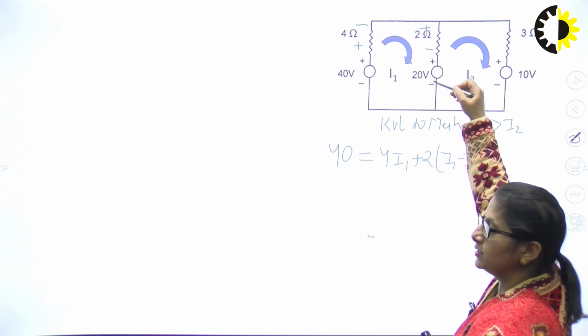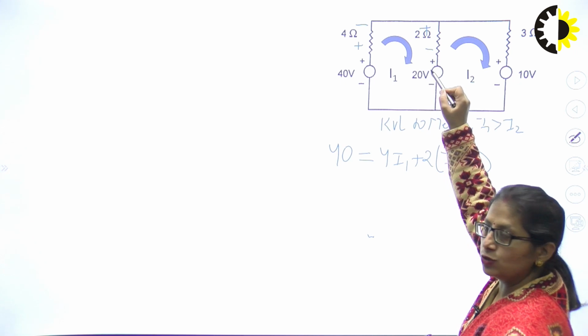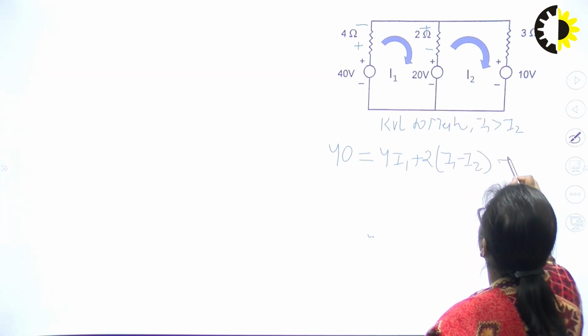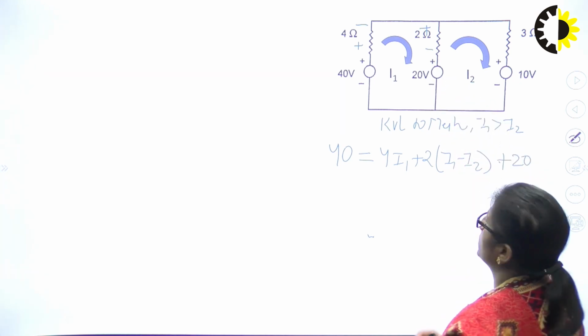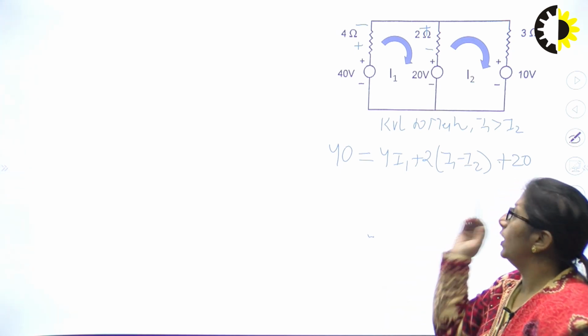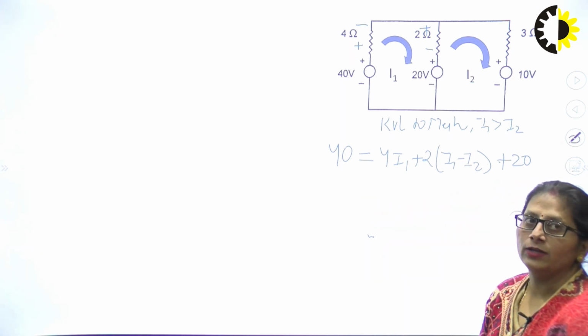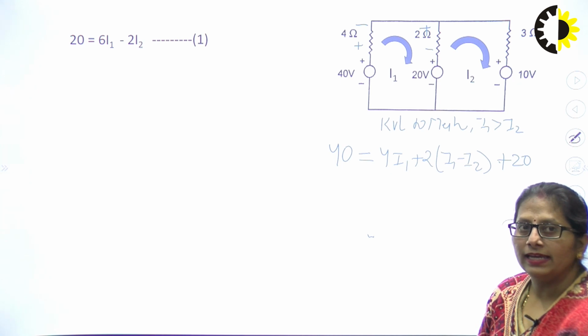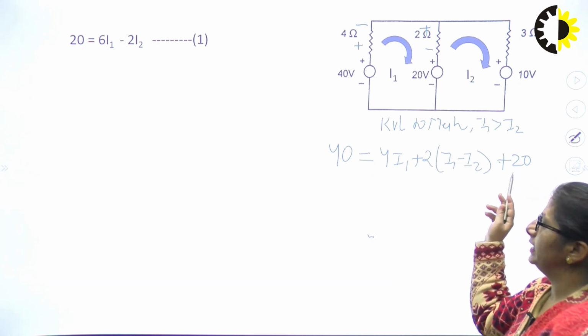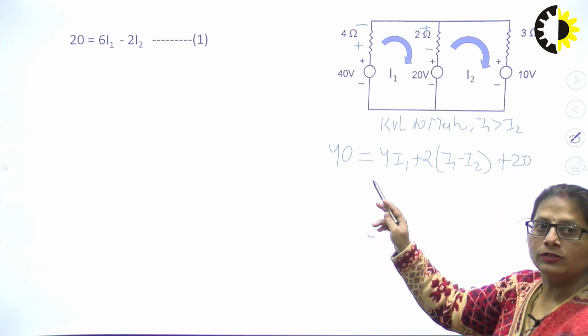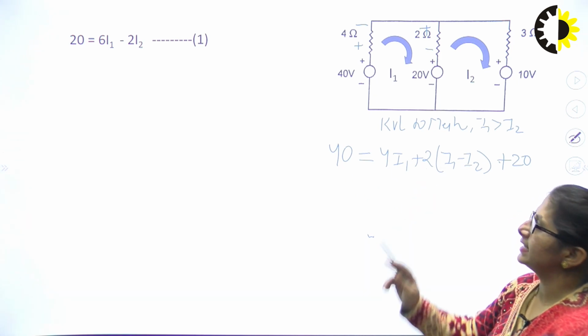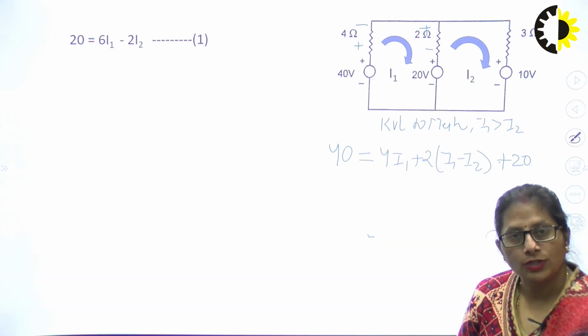Positive, negative. It is a voltage source, but presently it is acting as a drop. So, I'll mention it as plus 20 towards the drop side, right? And now, I will resolve it in I1 and I2. So, the equation I'll be getting is 40 minus 20, that is 20, is equal to 4 plus 2, that is 6 I1 minus 2 I2. That is equation number 1.